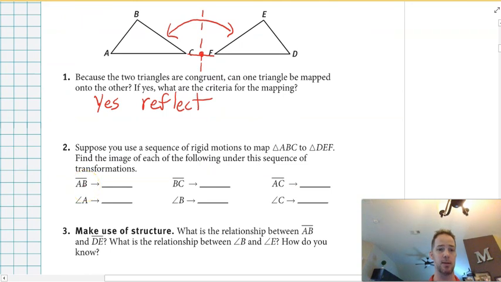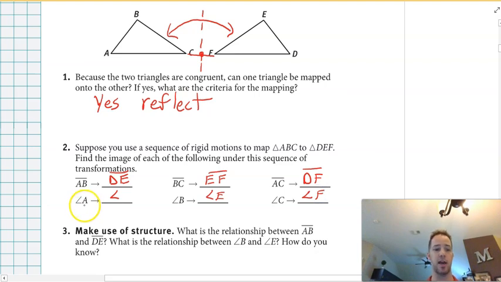So segment AB corresponds to DE. Segment BC right here corresponds to EF. And AC across the bottom corresponds to DF. And the angles or vertices we could tell as well. So angle A, there's only one angle there, so there's no confusion about which one it is. A would correspond to angle D. B would correspond to angle E. And C corresponds to angle F.